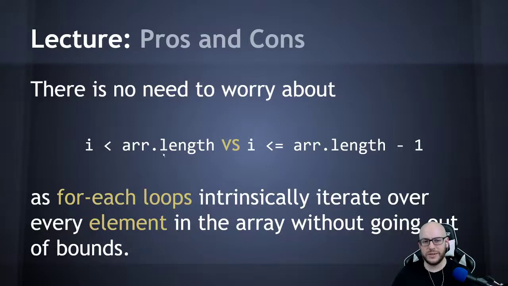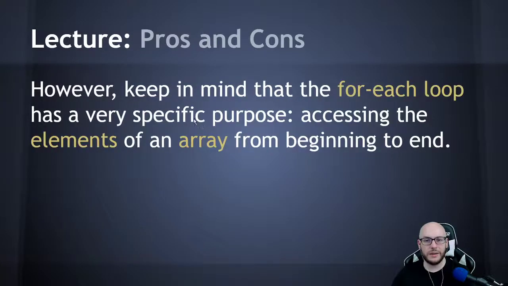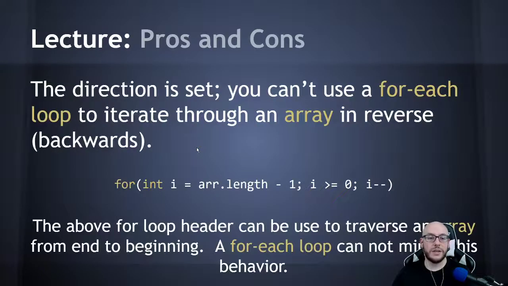We obviously use this. I've seen some people do this, and you could do this. It's nasty. So we just inherently go from beginning to end. We don't ever have to worry about index out of bounds. However, keep in mind the for each loop has a very specific purpose. We're trying to access the elements in the array from beginning to end.